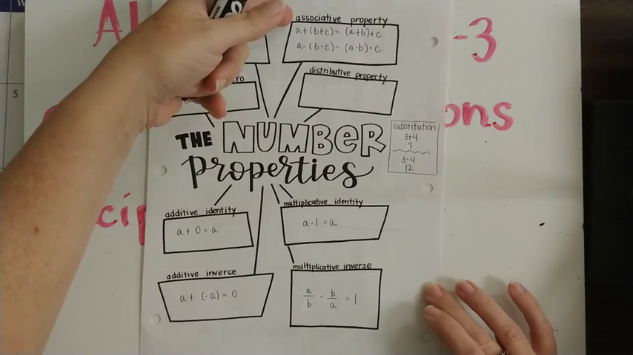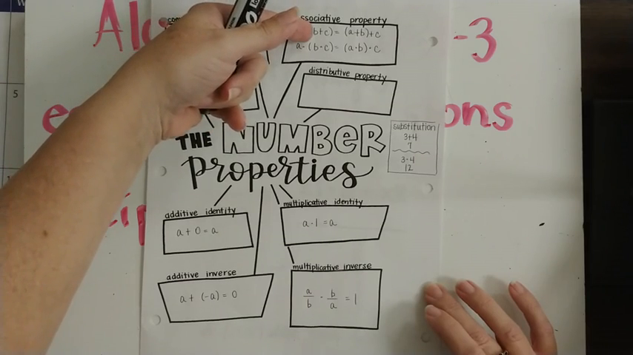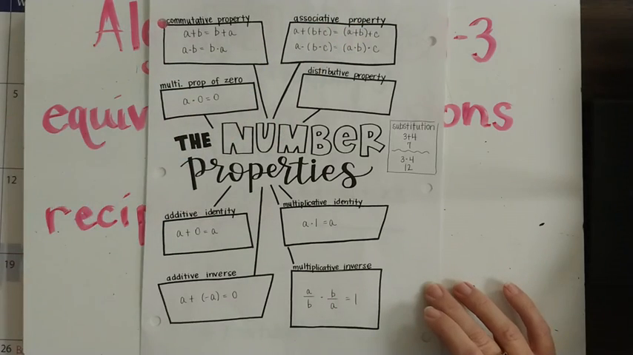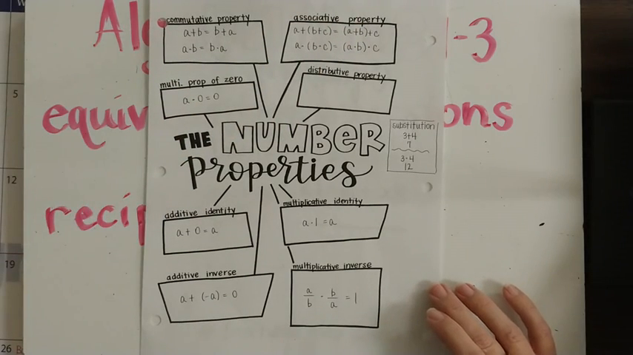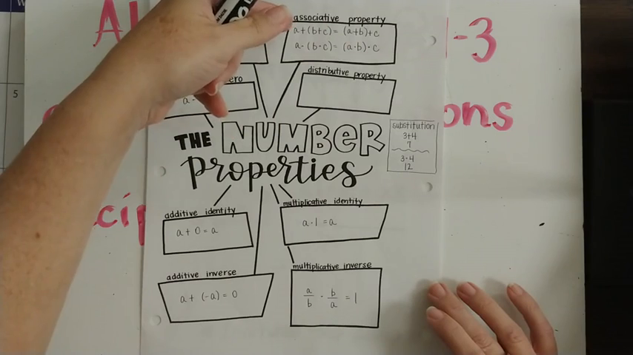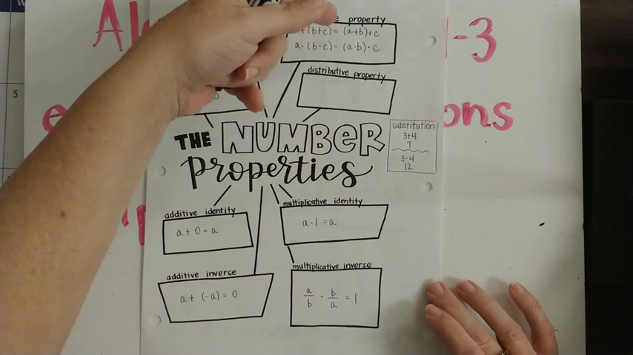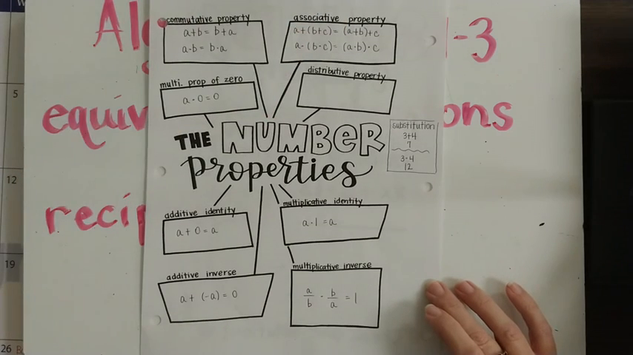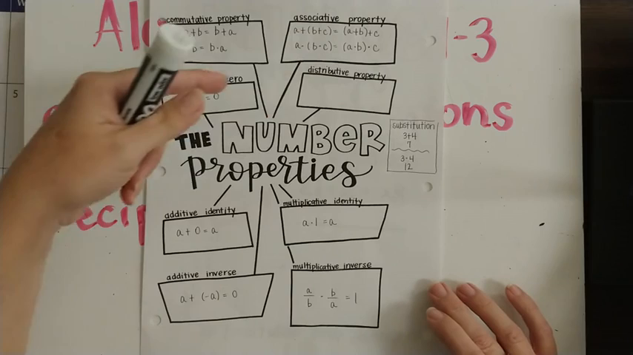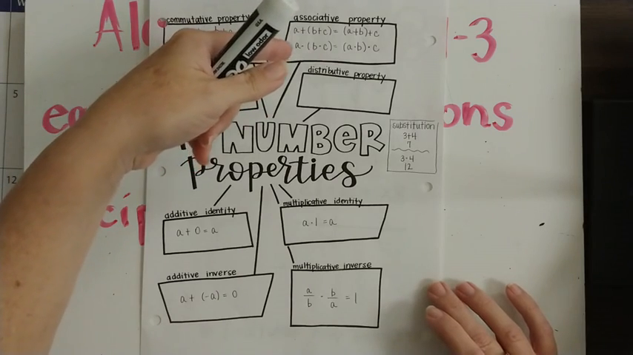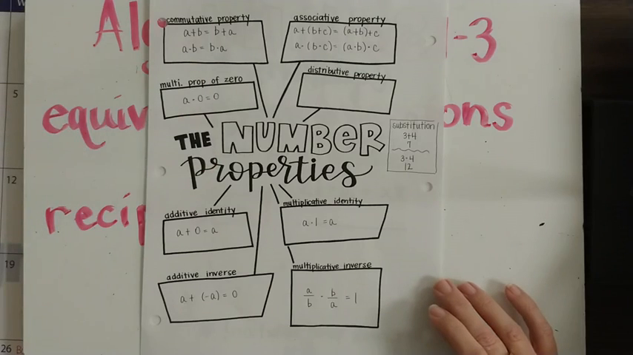For the associative property, for addition, we keep all of our variables or numbers in the same order. It's just the parentheses that change place. Here they're with the last two variables, and here the parentheses are with the first two. And the same for multiplication. We're keeping the order, but we switch the parentheses.